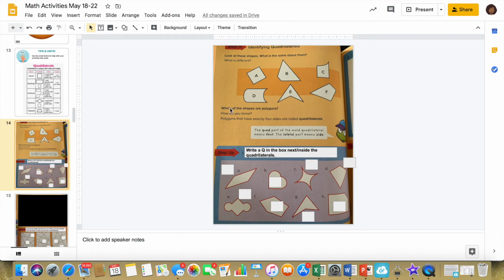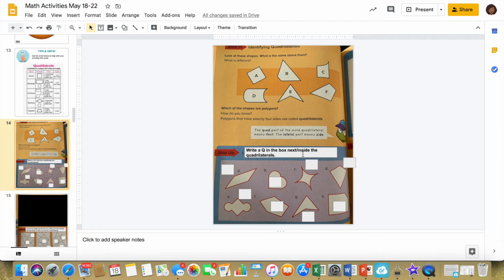So I want to know which of these shapes are polygons and how do we know? So which ones are polygons? Now remember, polygons can't have curves. They have to have straight lines. So all of these are polygons except for the ones that have that curve, okay? How do we know? Because Brain Pop told us that polygons aren't going to have that curve. Polygons have exactly 4 sides, and they are called quadrilaterals. The quad part of the word quadrilateral means 4. The lateral part means sides.